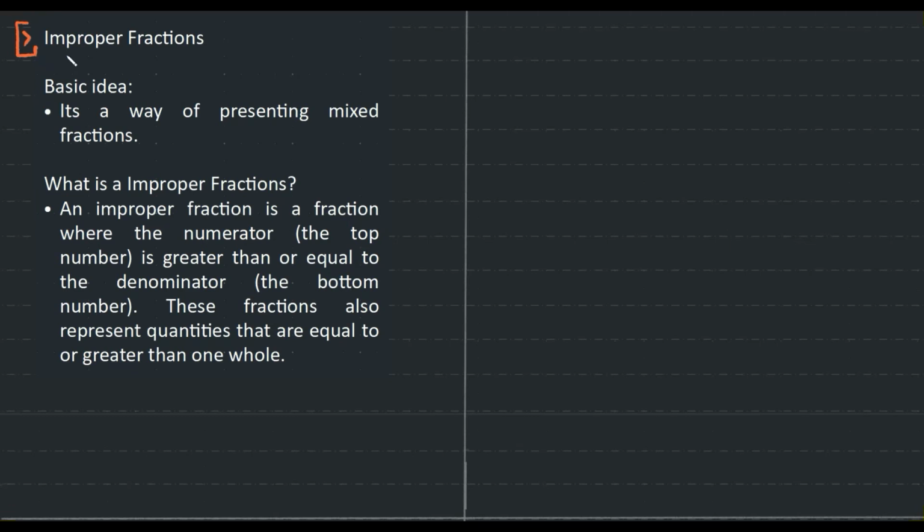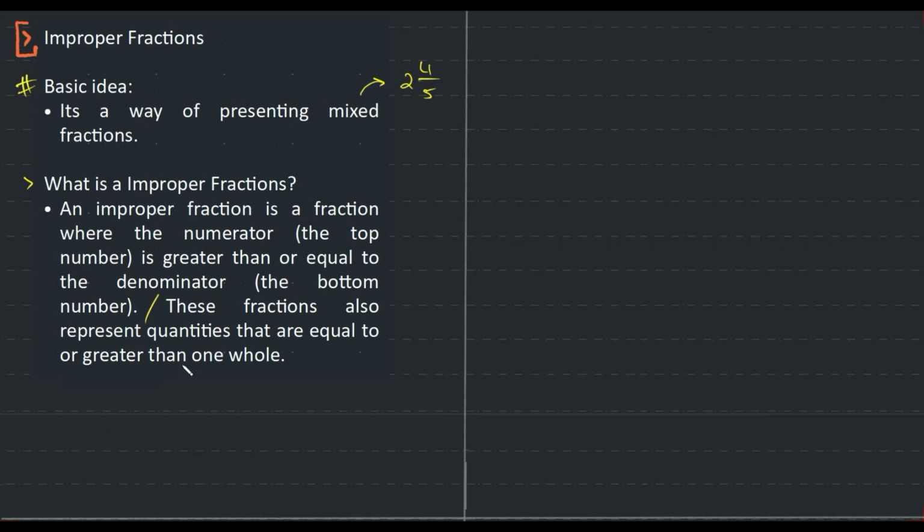We're looking at something called an improper fraction. It is nothing but another way of representing a mixed fraction. So a mixed fraction is something like this. That's your mixed fraction, wherein we have a whole number along with a fraction. So what is an improper fraction? An improper fraction is a fraction where the numerator, that is the top number, is greater than or equal to the denominator. These fractions also represent quantities that are equal to or greater than one whole.